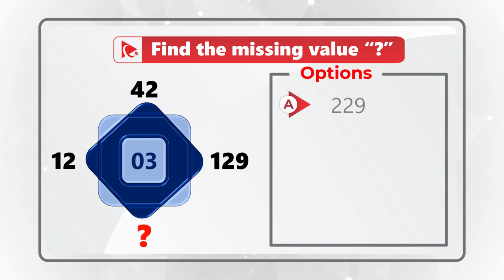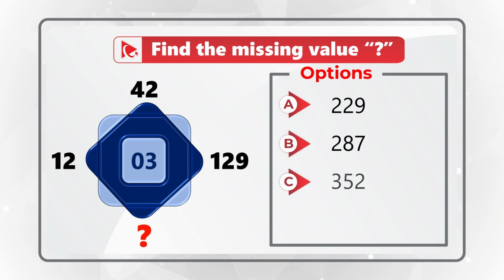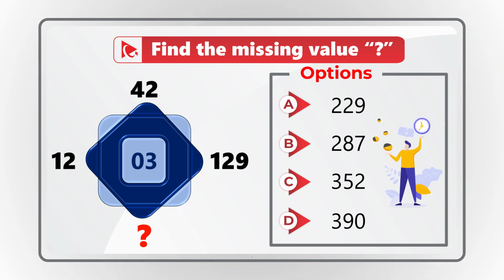Choice A, 229. Choice B, 287. Choice C, 352. And then choice D, 390. Take a close look to see if you can recognize the pattern and solve this challenge. And once ready, please make sure to post your answer in comments so I can give you my feedback. Thanks for participating and good luck.